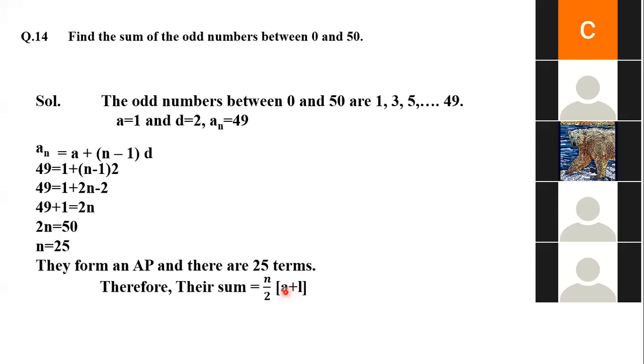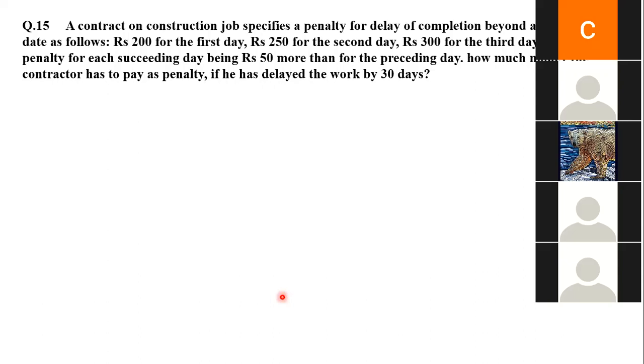625 is the answer. Here A is 1, L is 49. So 50 and 2, if I cancel, 25. The n value is 25. 25 times 25 is 625. Have you all got 625? Yes, ma'am. Good. Any doubt in the 14th sum, children? No, ma'am.